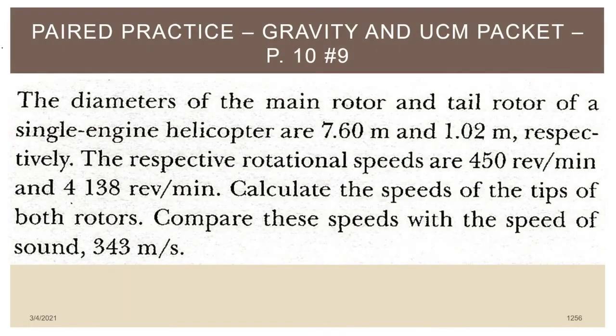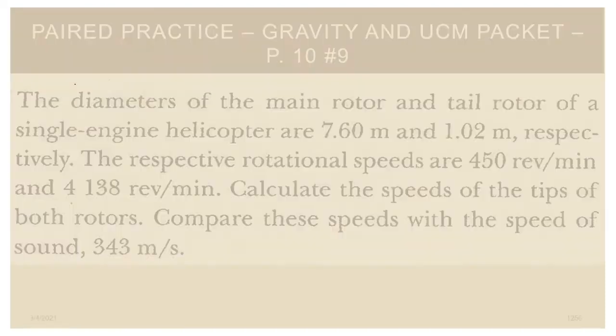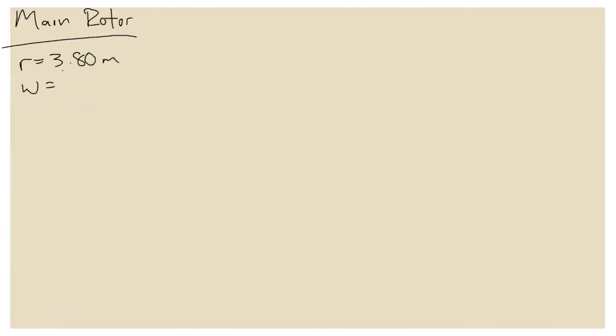We'll start here with the main rotor. I'm going to change this ink back to black here. So for the main rotor, they told us the diameter was 7.60 meters. And so that means the radius is going to be 3.80 meters. And they told us that the angular velocity of this rotor is 450 revolutions per minute. Remember, you multiply that by 2 pi over 60. And when you do that, rounding the number to two significant figures, you get 47.1 something. And so we'll call that 47 radians per second.